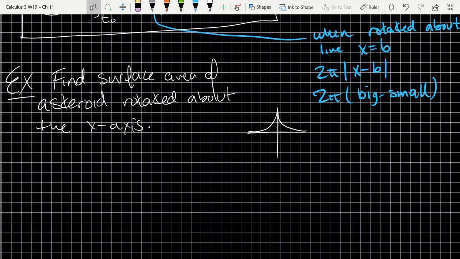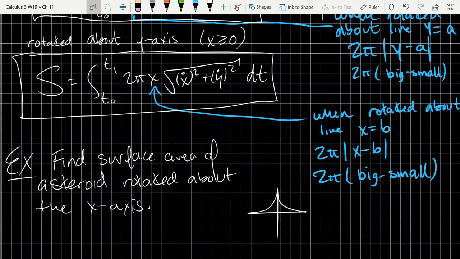And all we need to do is basically redo the last problem. The only difference is you're going to put in a 2 pi x. So we already reduced and computed that square root. I think it turned into 3 cos theta sine theta, absolute value.